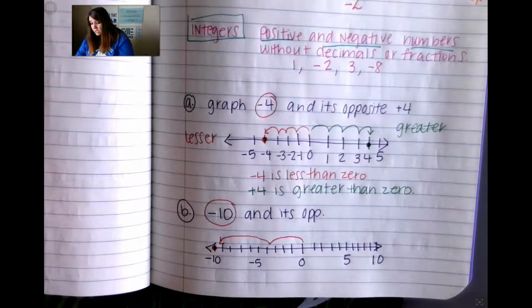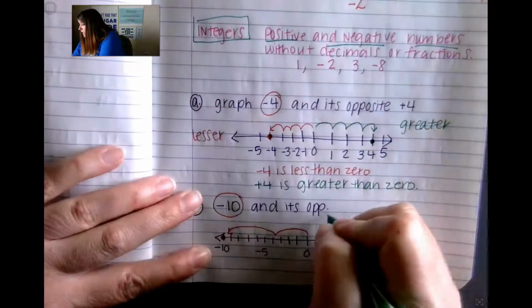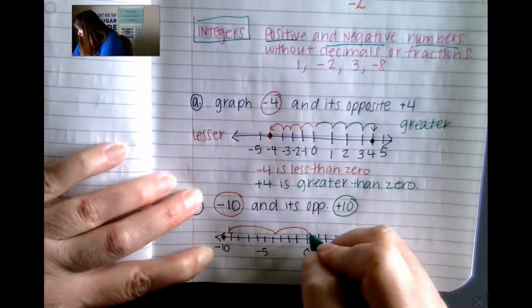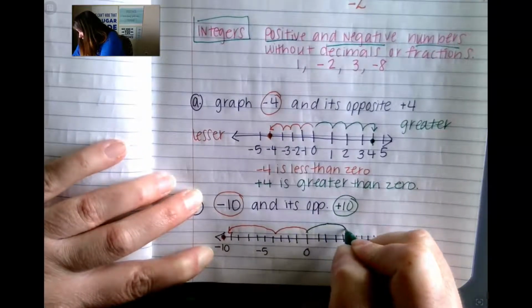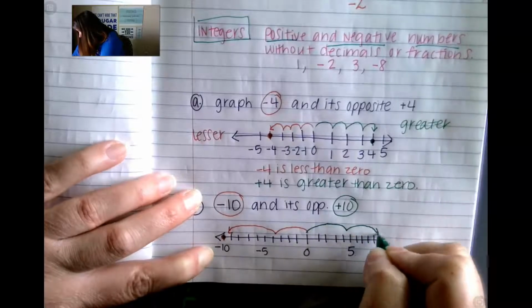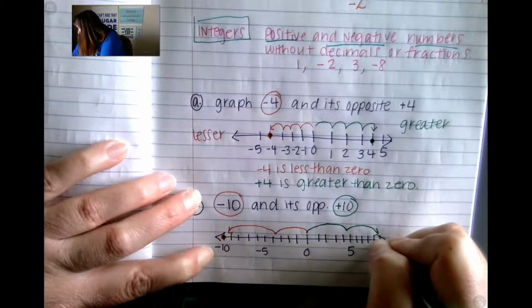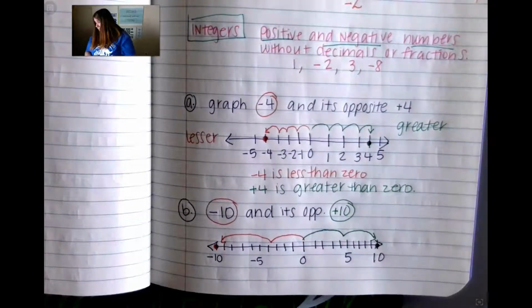Over here, we're going to jump to the opposite, and the opposite is a positive 10. So I'm going to jump, here's 5, 10 jumps, and I'm going to put a dot on positive 10.